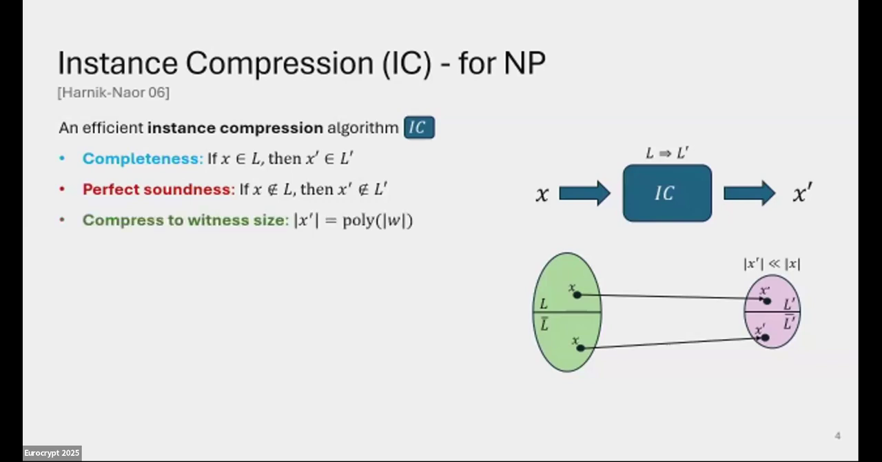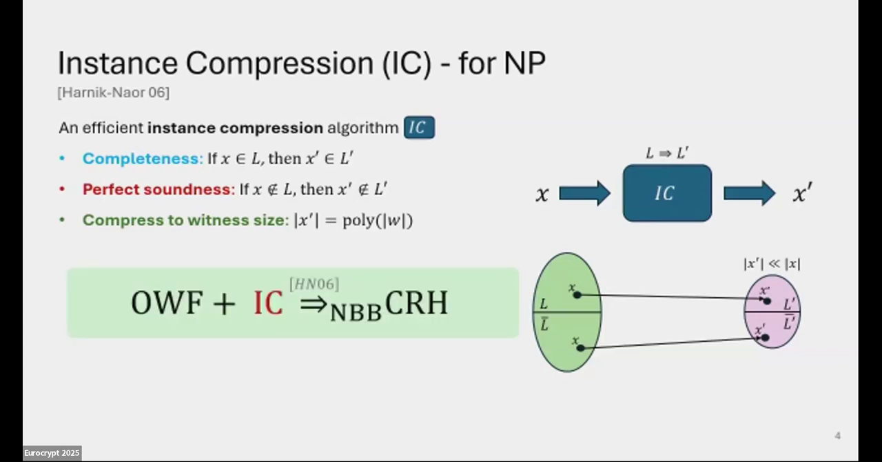Now, for the compression parameter, we want the compressed instance x prime to be of size that is polynomial in the witness size of the language L. We do not expect to have something that is sublinear in the witness size, as this would contradict the ETH assumption. But for some languages, some relations in which the instance is huge and the witness is small, this notion is strong.